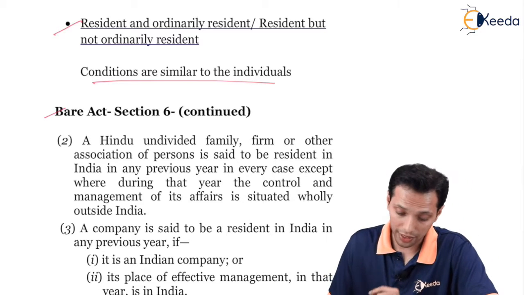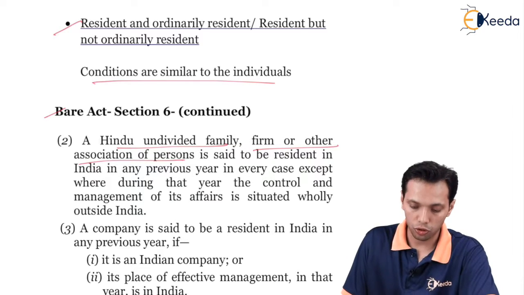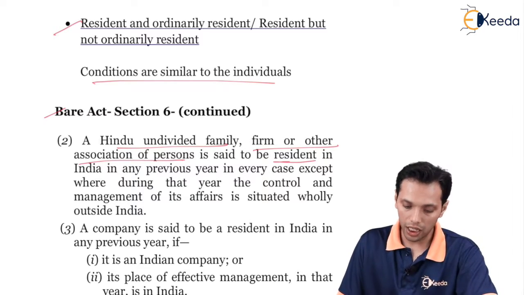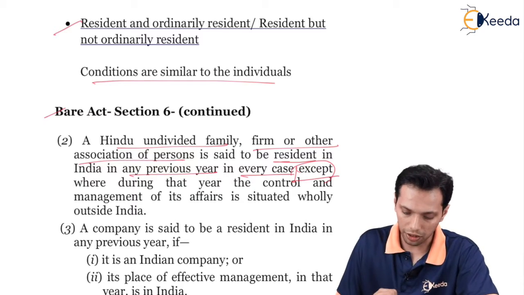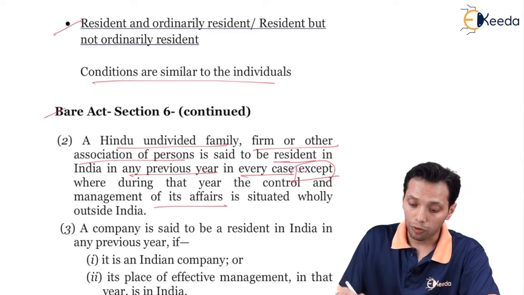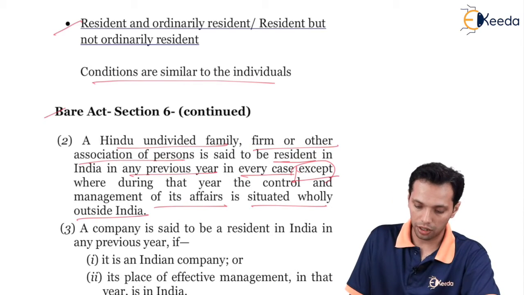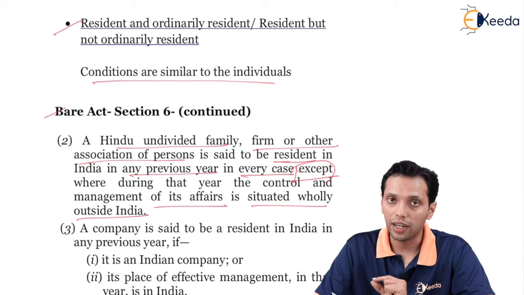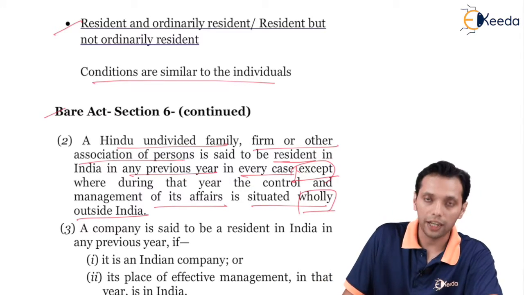Let's read section 6 subsection 2. A Hindu undivided family (HUF), firm or other association of persons (AOP) is said to be resident in India in any previous year in every case except where during that year the control and management (CNM) of its affairs is situated wholly outside India. So it will be considered as resident in every case except for the condition that the control and management is situated wholly outside India.